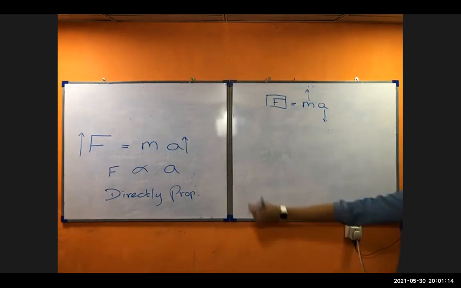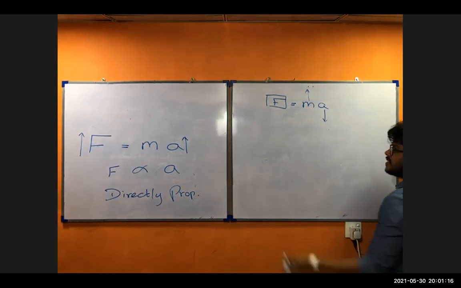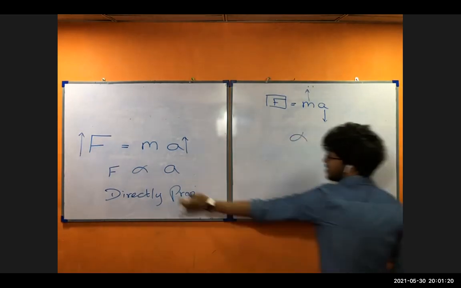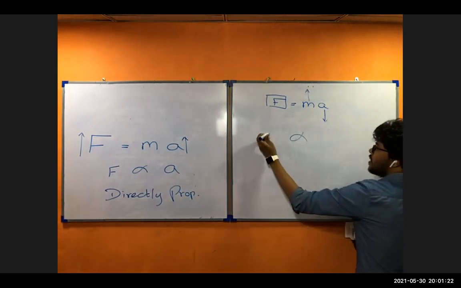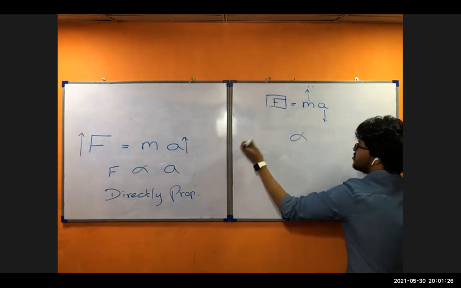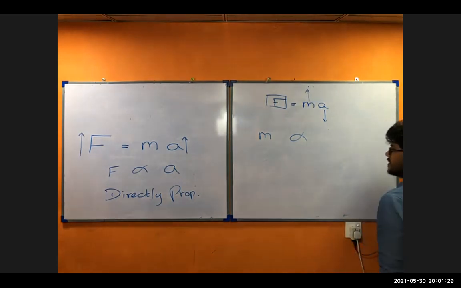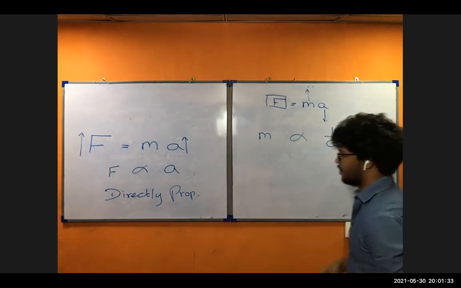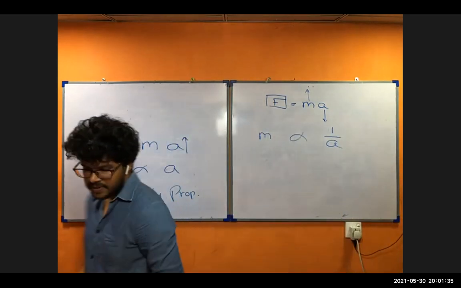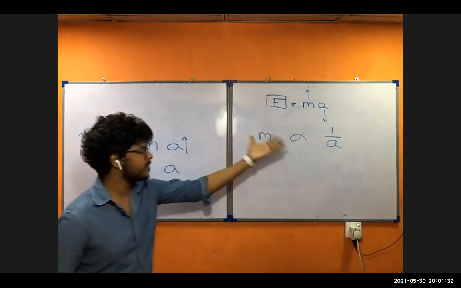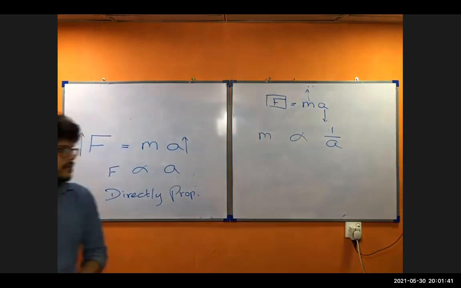How to write it? If two quantities are inversely proportional, we have the same symbol. The symbol is not going to change, but we write it: force is constant, it's not going to change, and the mass is proportional to 1 over a. So that means they are inversely proportional. So this is direct proportional and this is inversely proportional.